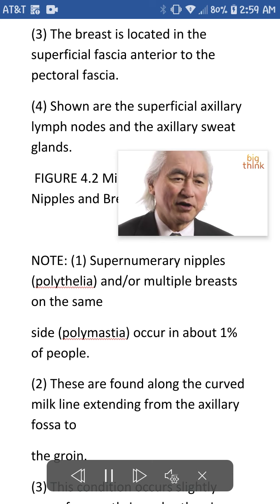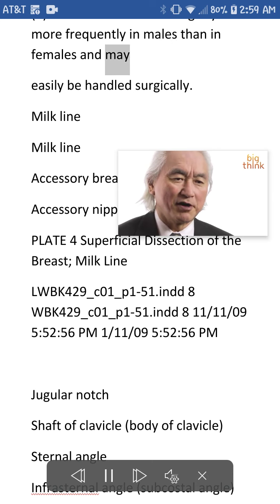Figure 4.2, milk line and accessory nipples and breasts. Note: 1, supernumerary nipples, polythelia, and or multiple breasts on the same side, polymastia, occur in about 1% of people. 2, these are found along the curved milk line extending from the axillary fossa to the groin. 3, this condition occurs slightly more frequently in males than in females and may easily be handled surgically. Milk line. Accessory breast. Accessory nipple. Plate 4, superficial dissection of the breast, milk line.